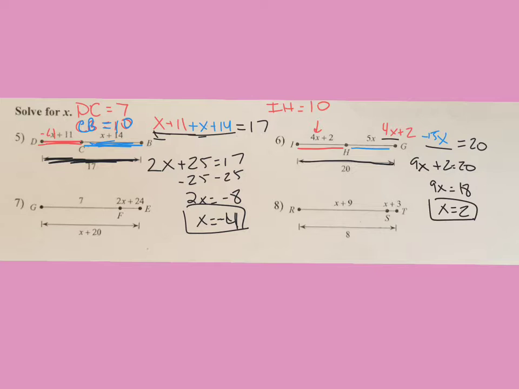So HG, I put 4 in right there. So 5 times, or 2 right there. 5 times 2 is 10. So 10 plus 10 is 20. I know these are both good. That's it for these ones.